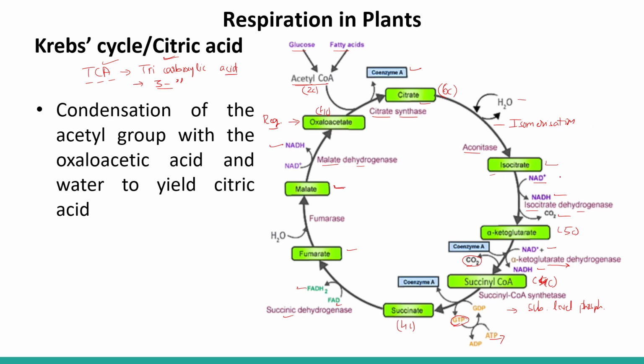The thing to note is that NADH is generated 3 times: first here, second in this step, and third in this one. One GTP is produced in this step and FADH2 is produced here. Now this Krebs cycle occurs twice. Why? Because 2 molecules of pyruvic acid were formed, so 2 molecules of acetyl coenzyme A will be formed, which can combine with 2 molecules of oxaloacetate.